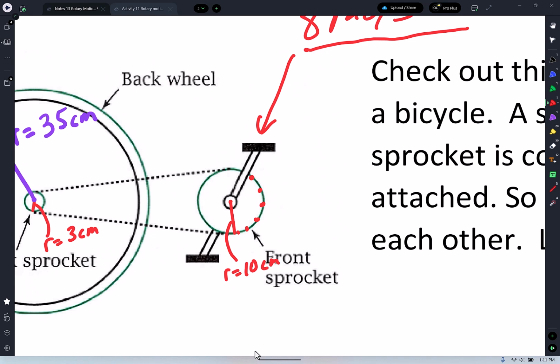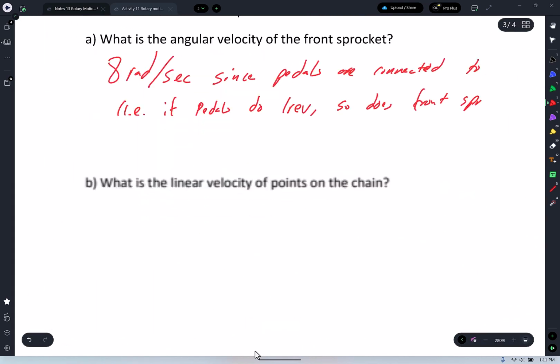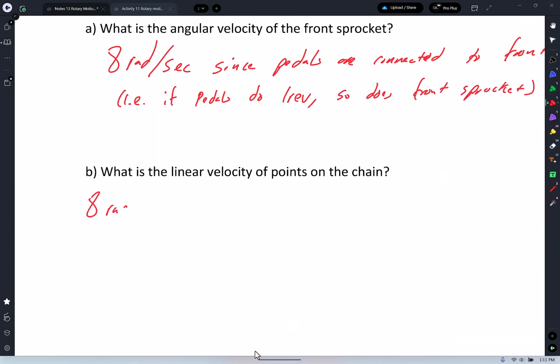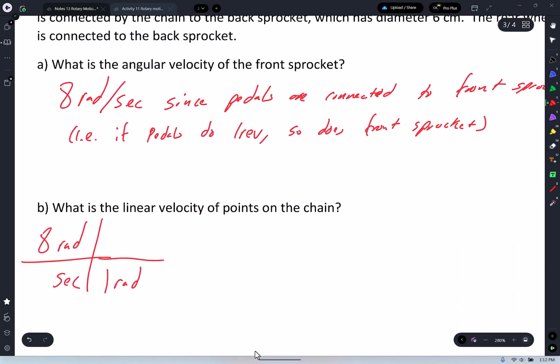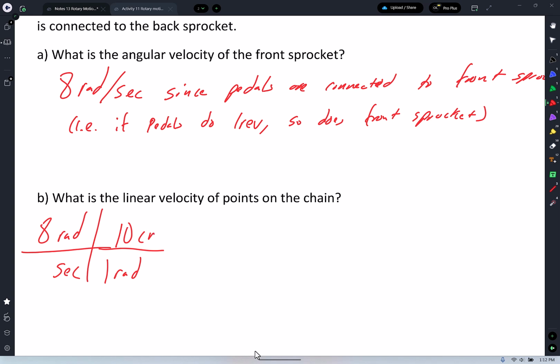So I'm going to take the angular velocity of the front sprocket and I'm going to turn it into a linear velocity. So here we go. I'm going to go 8 radians per second. And I know that linear velocity has to be in centimeters per second. So I'm going to say in 1 radian, how many centimeters do I have for the front sprocket? What's my radius? 10 centimeters. So there it is. Radians cancel out. 8 times 10 is 80. So that chain is moving at 80 centimeters per second.